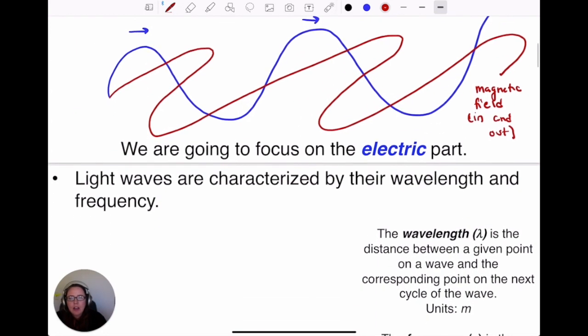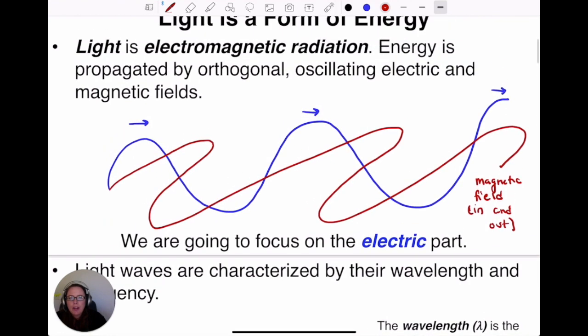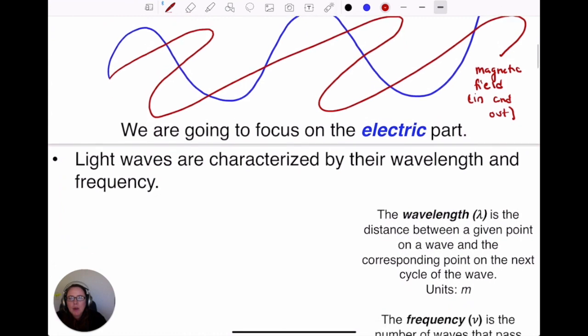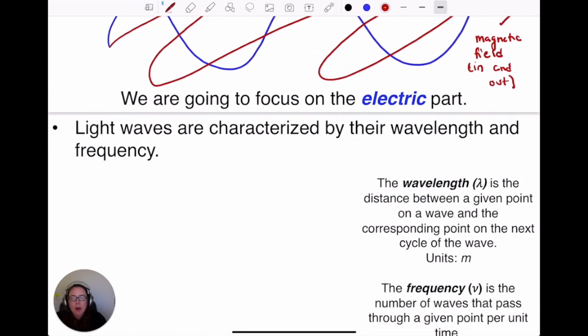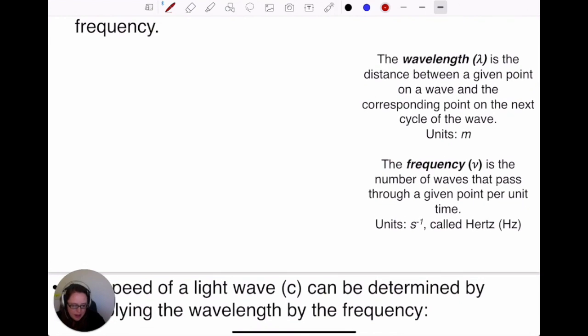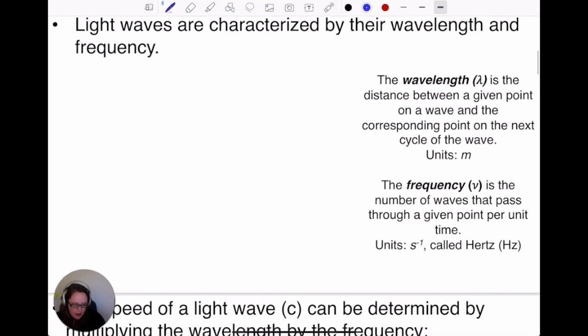Okay. So we know that light is this wave of electromagnetic radiation, and so we can characterize these waves by both their wavelength and their frequency. So I'm going to go ahead and draw another wave here.